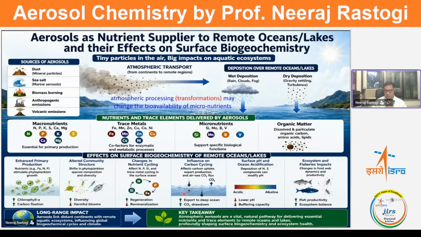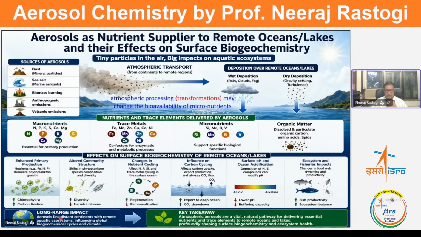When it is removed in some form, it can go down to the deep ocean, and it is removed for a very long time, millions of years. Again, depending upon what kind of aerosols you have, it can affect the surface pH and ocean acidification. Deposition of nitrogen and sulfur compounds can modify pH, and that can affect the buffering capacity. All these processes can affect the ecosystem and fishery, with impacts on food web dynamics, productivity, and ecosystem balance.